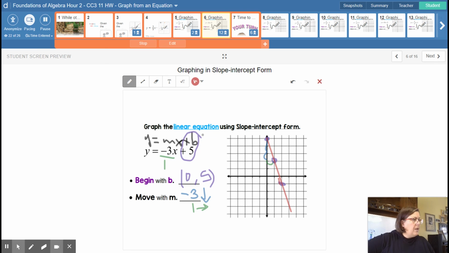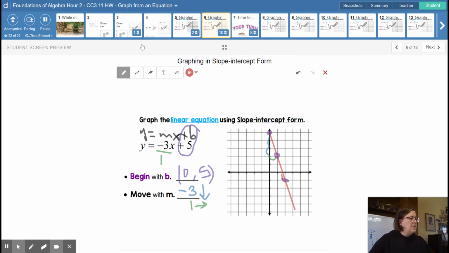All right, again, go ahead and fix your slide 6. So this is what you're going to be doing on today's assignment: you're going to identify the y-intercept and you're going to identify the slope, graph the y-intercept, make a couple more points, and then graph your line and move on. Okay, so I'm going to stop the pacing, so go ahead and keep working as you go.